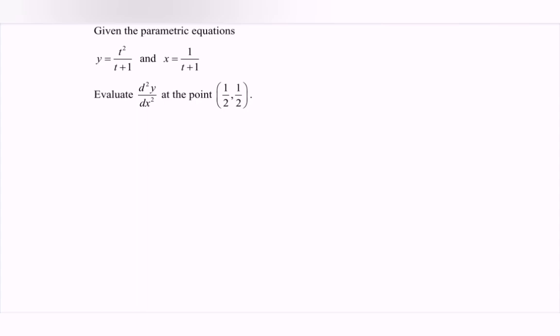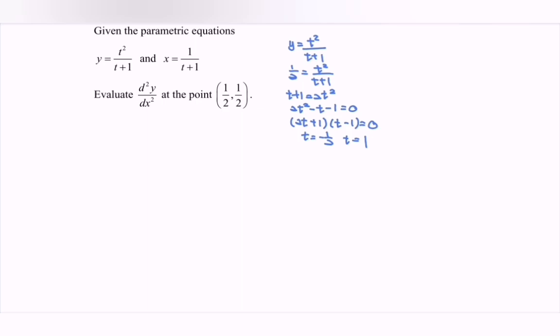So here we have y equals t squared over t plus 1. If we substitute 1/2, then we have 1/2 equals t squared over t plus 1. Cross multiplying, we have t plus 1 equals 2t squared, so 2t squared minus t minus 1 equals 0. Factorize: (2t plus 1)(t minus 1). So from here, t equals negative 1/2 or t equals 1.